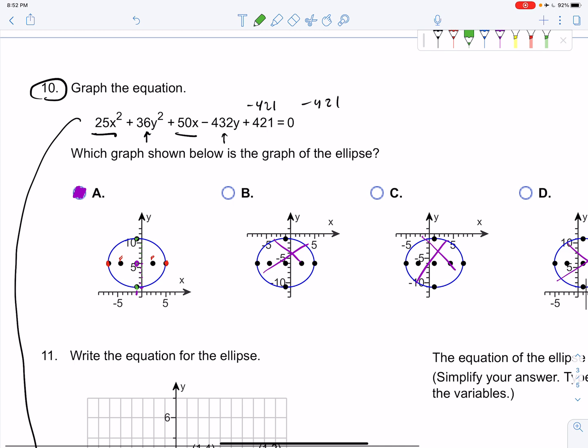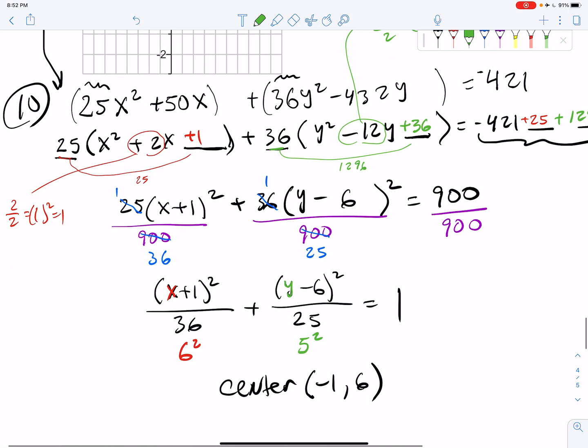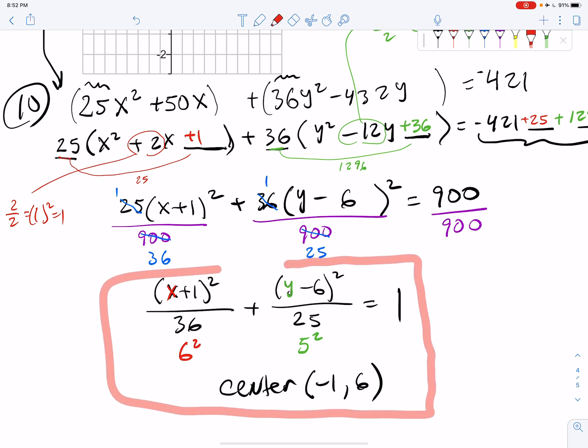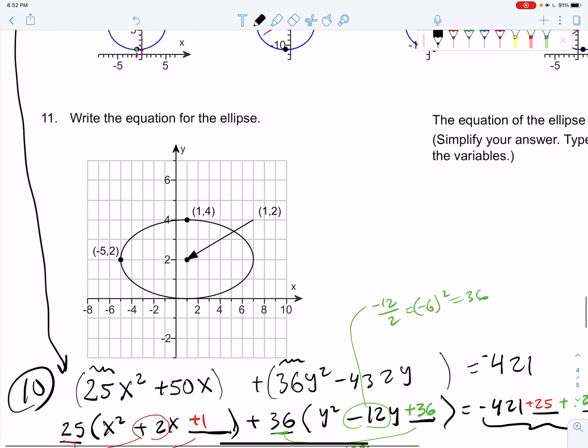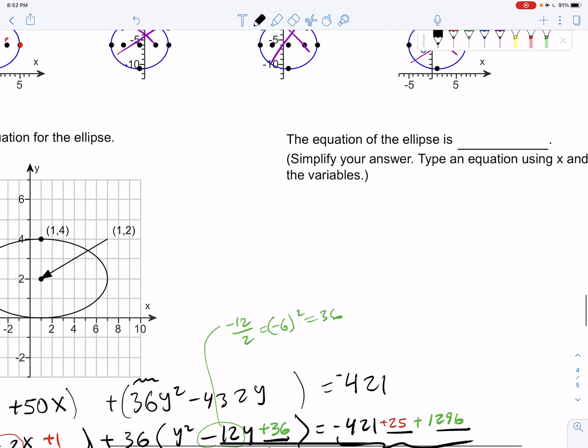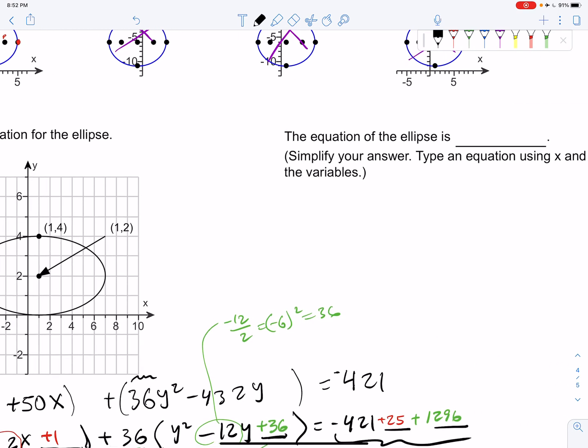And we started off with this general form, which was not very useful. We had to do a bunch of work to get it into standard form so we can pull all that great information out of it once it was in standard form. Let's go ahead and take a look at the very last problem now, number 11. They're asking us to please find the equation of the ellipse.